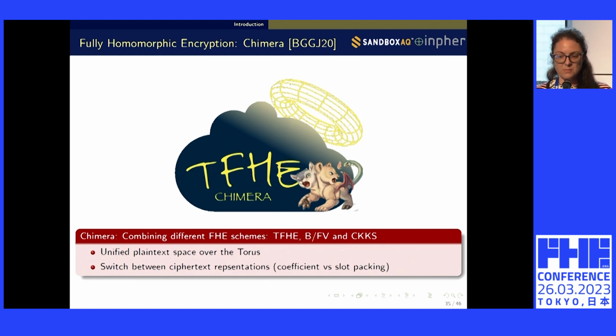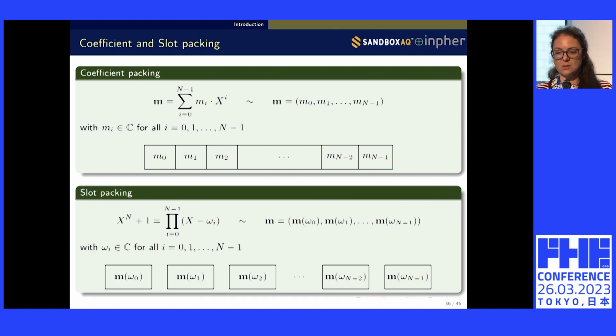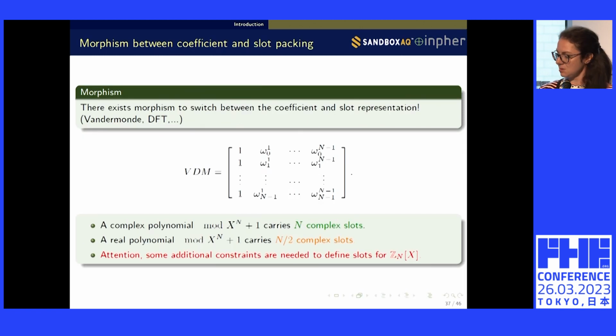We will start with the second problem. That's the easy one. That means how we can switch between coefficient and slot packing. The coefficient packing is just where we encrypt a plaintext per coefficient. The slot packing uses the unitary roots to evaluate our plaintext.